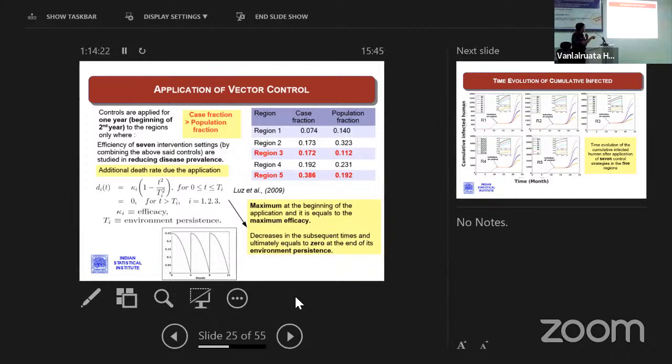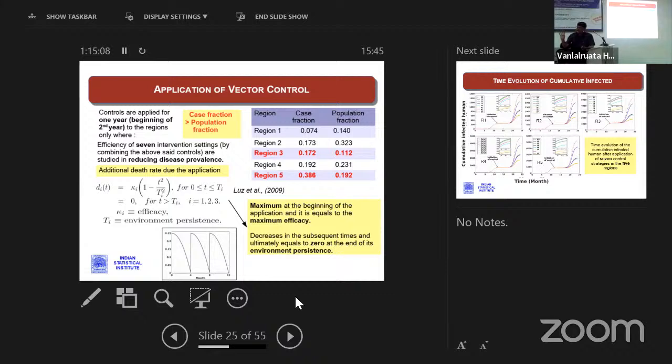Now, how can I calculate the case fraction? I have different regions, 5 regions. I know how many people are infected in region 1. I have the data. I know how many people are infected in region i. Case fraction means, suppose I know R1, so R1 divided by the summation of R, the number of infected people in a particular patch. R1, I know how many people are infected, divided by how many people are infected in the whole region.